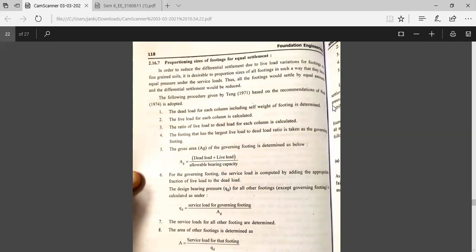In order to reduce the differential settlements due to live load variations for footings on fine granular soils, it is desirable to proportion the size of all footings in such a way that they have equal pressure under the service loads. So all the footings would settle by equal amounts and differential settlements will be reduced. The following procedure, given by Tang in 1971 based on the recommendation of Wright and Wick, is adopted in 1974.